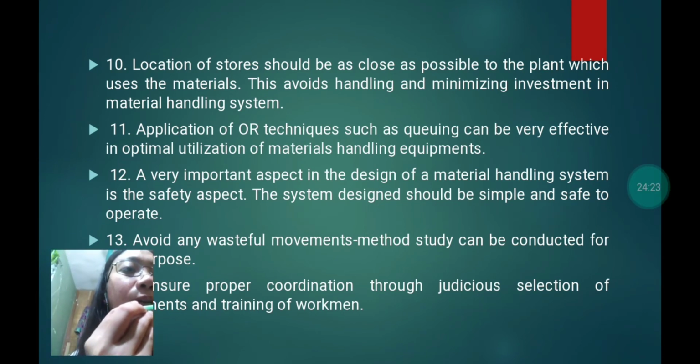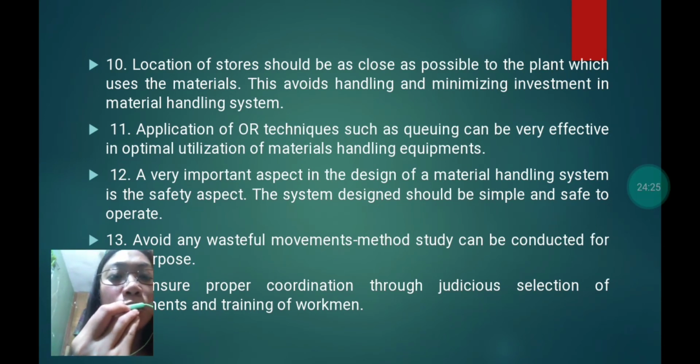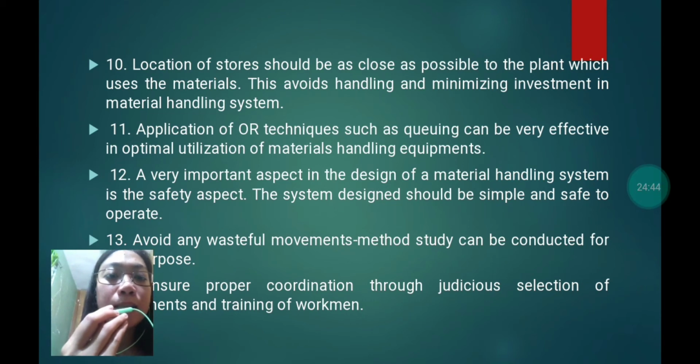This avoids rehandling and minimizes investment in the material handling system. Number 11, application of OR techniques such as queuing can be very effective in optimal utilization of material handling equipment. Number 12, a very important aspect in the design of the material handling system is the safety aspect. The system design should be simple and safe to operate.